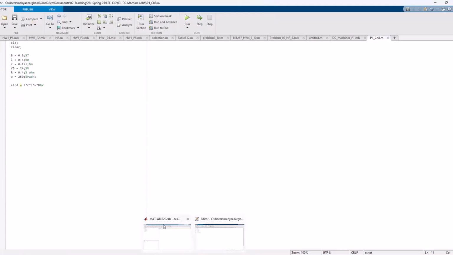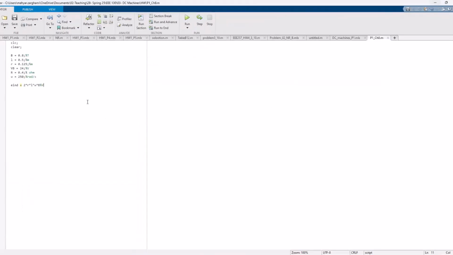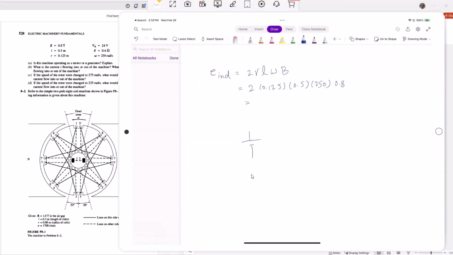So when we run this, we get 25 volts. So we have 25 volts induced in here. Since the voltage here is more than the 24 volts, in our circuit we would have VB, which is how much? 24. This is R. And we have a voltage equal to 25 volts, basically created in here, right? This is E induced.